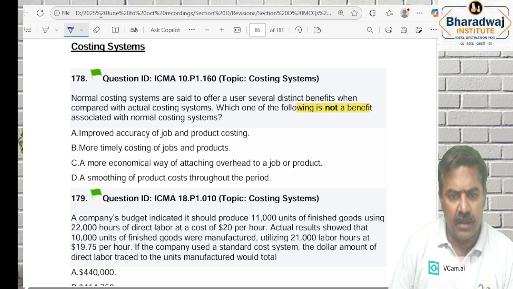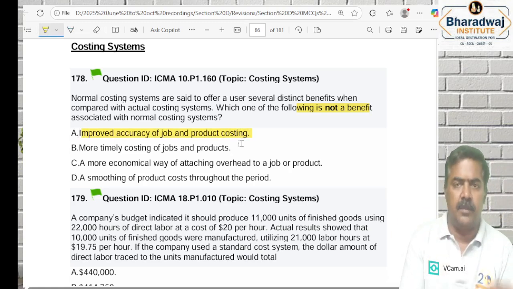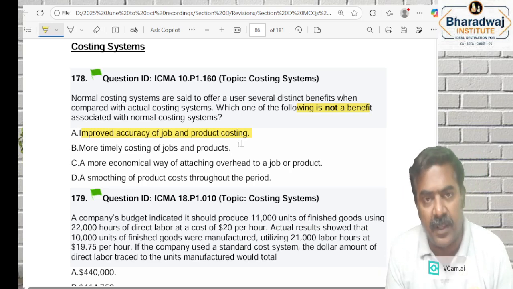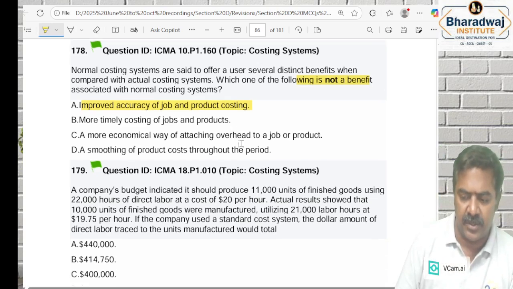See, I would say the limitation could be improved accuracy of job and product costing. It is not possible because material and labor we take at actual rate, and over it we still apply which one? Predetermined rate for actual production. So there is a limitation.